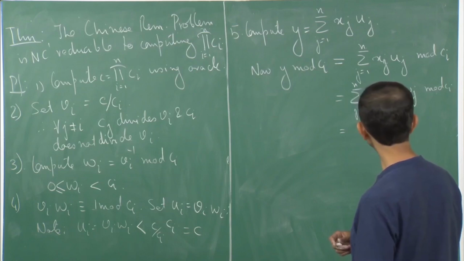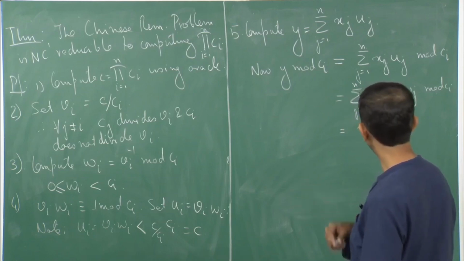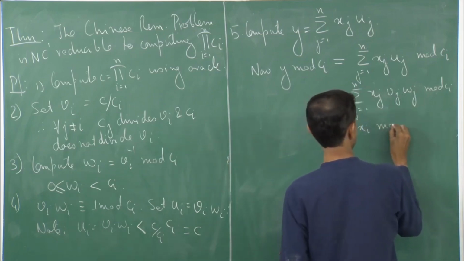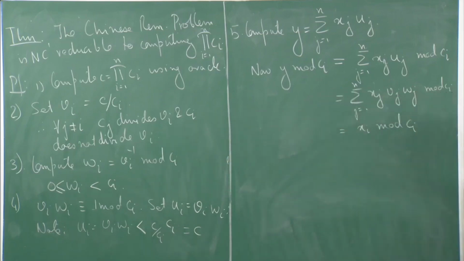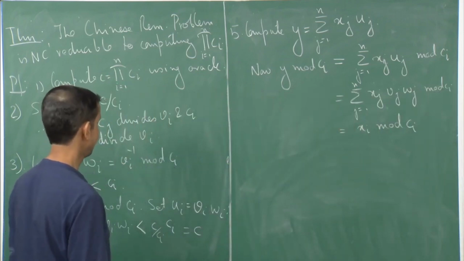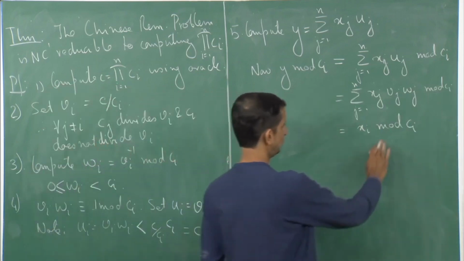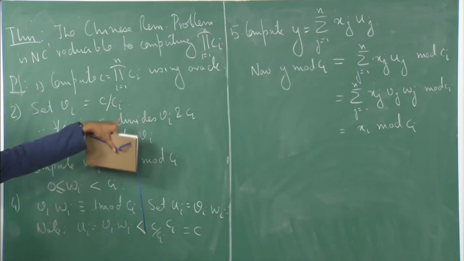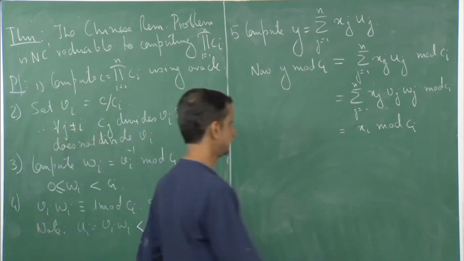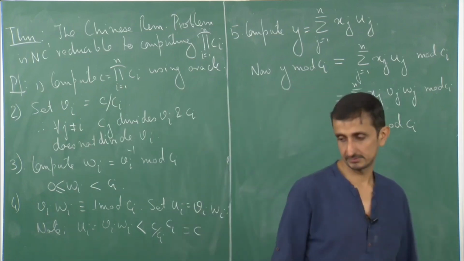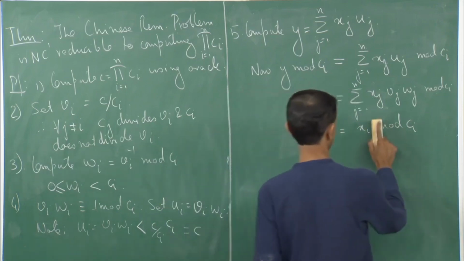So viwi is congruent to 1. So this will be just xi mod ci, right? And that's it. In fact, I don't even have to write this mod over here because I know that all these xi's are at most ci, right? So xi mod ci is the same as xi. Okay, so I don't even need to write this mod over here.